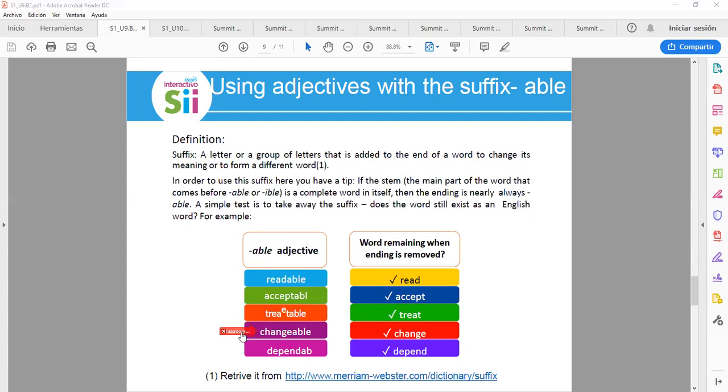Let's go to the next. Changeable, and it comes from the verb change. Changeable is something that you can change. Okay, now here we have dependable. That is something that you can depend on. Okay, let's go to the next.